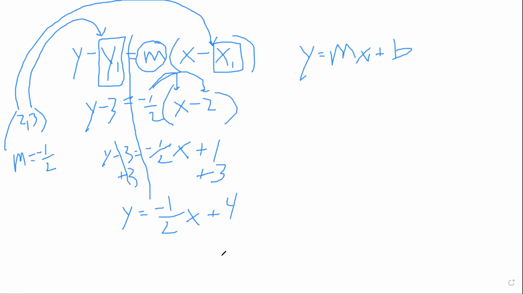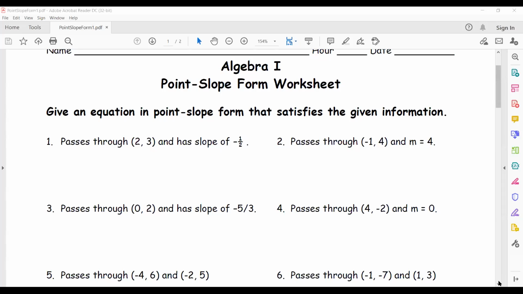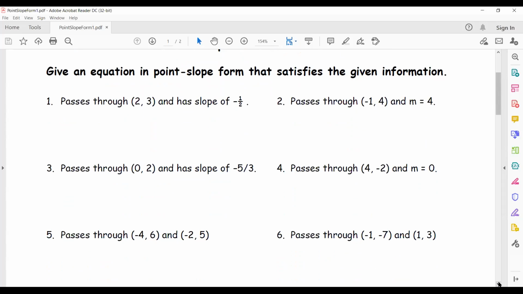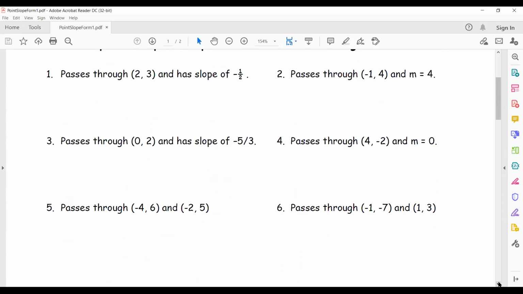So let's look at another example. So number 3, a lot of times in class, if we're all together, I'll say, let's do the odd number problems. Reason for that is if you can do these correctly in half the number of problems, everybody's happy. So now we're passing through 0, 2, and our slope is -5/3.